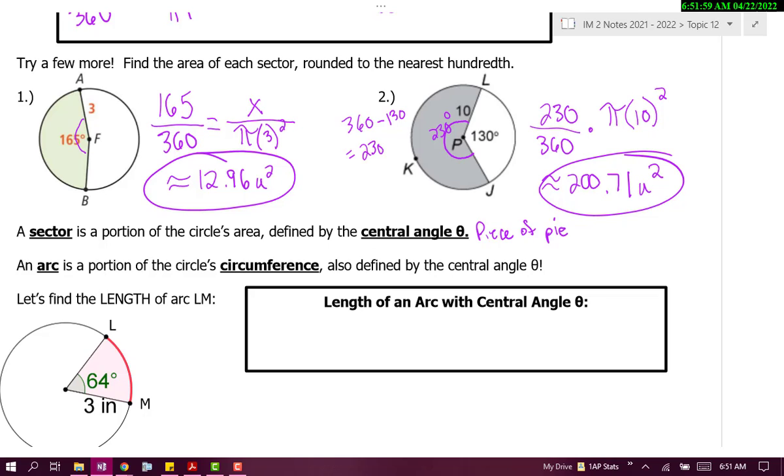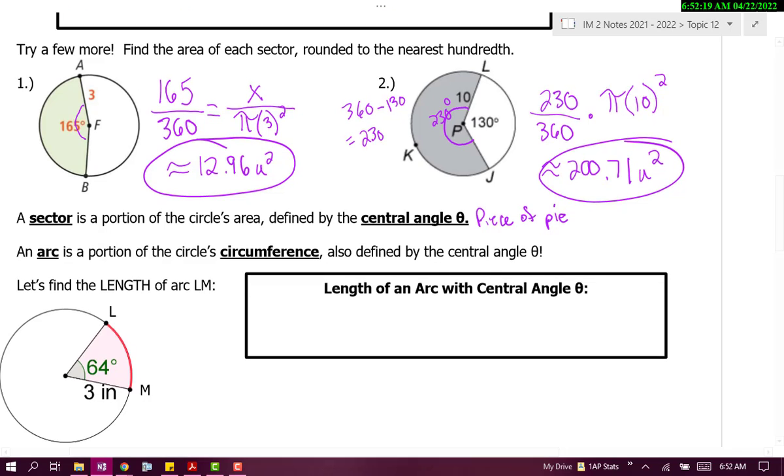An arc is a portion of the circle's circumference, also defined by the central angle. So with sector area, we were talking about a certain portion of the circle's area. Well, with arc, or arc length, we're going to find a portion of the circle's circumference, because we'll be finding the distance around.